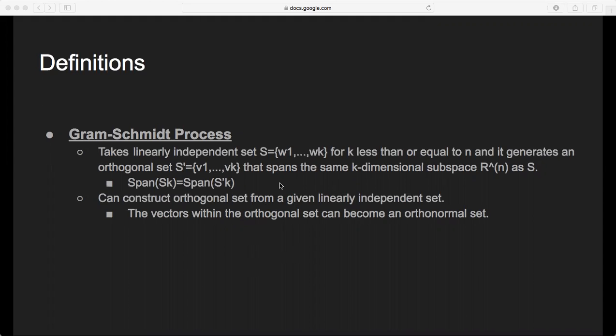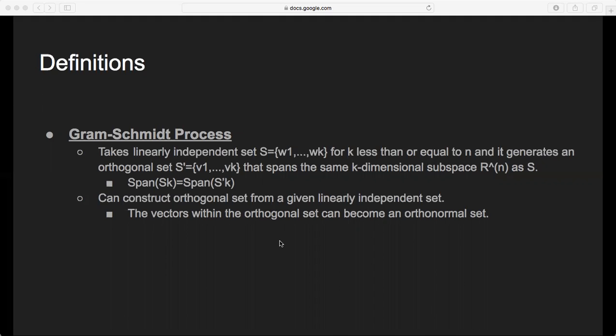One thing to note is that S prime is orthogonal, which means that S prime is also linearly independent, and this is because every orthogonal set is also a linearly independent set. With that, we can say that the dimension of the span of S prime is equal to the dimension of the span of S, and therefore the span of S is equal to the span of S prime.